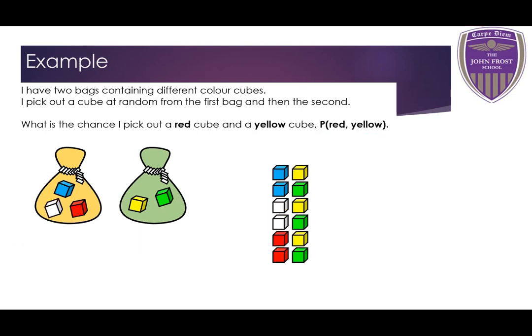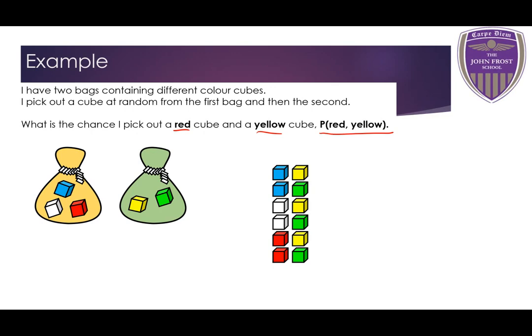Now we've got two bags again. This time there are three cubes in the first bag and two cubes in the second. Again, I'm going to pick one cube from each bag. What is the chance I pick out a red and a yellow cube? In other words, what's the probability of red, then yellow?